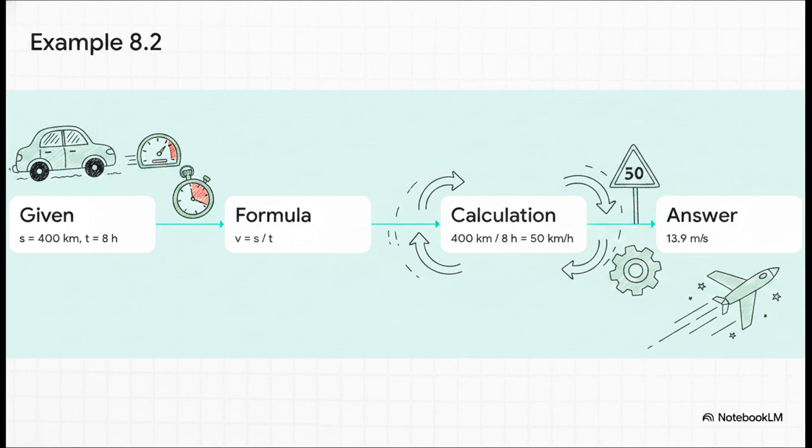Moving on to an odometer problem. If a car's odometer goes from 2,000 to 2,400 kilometers, our given distance, s, is 400 kilometers. The given time, t, is 8 hours. Our formula here is average speed, v, equals distance, s, divided by time, t. So, calculating 400 divided by 8 gives us 50 kilometers per hour. But wait, physics relies on standard units. To convert this into meters per second, we multiply our 50 by 1,000 meters and then divide by 3,600 seconds. This leaves us with a final answer of exactly 13.9 meters per second.